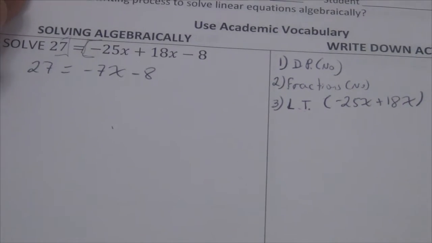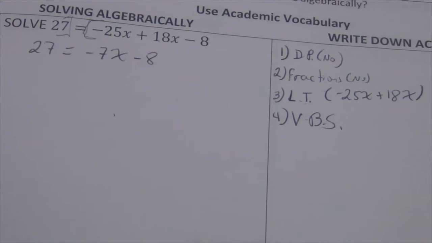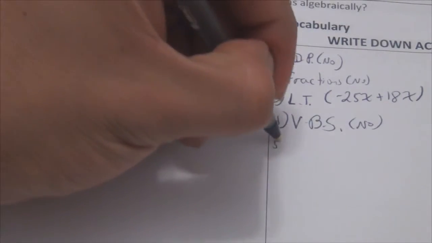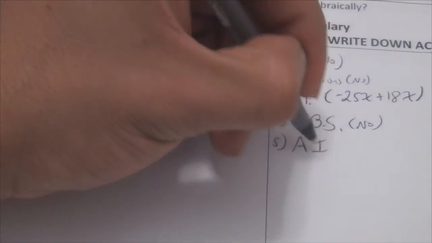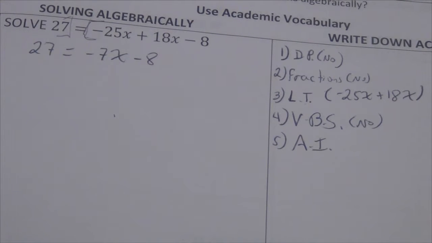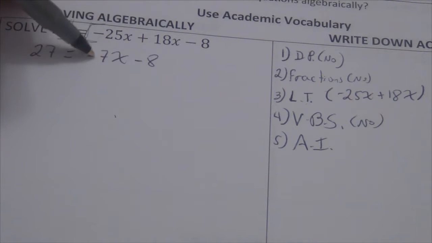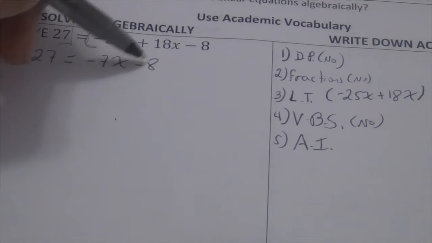All right, what else? What's the next thing I have to look for? Variables on both sides. Do I have variables on both sides? Nope. So therefore, I write no. Then the next thing is the additive inverse. Do I have additive inverse? Is there a number that is being increased or decreased by the variable? Yes, look. Negative 7x is being decreased by 8.